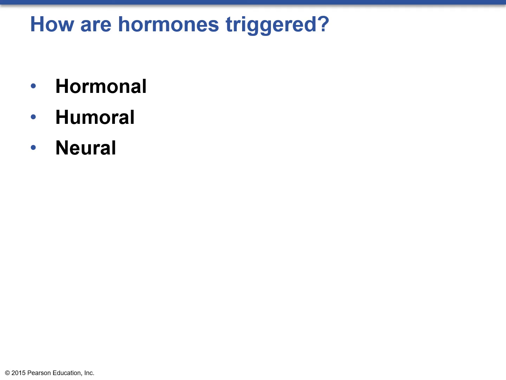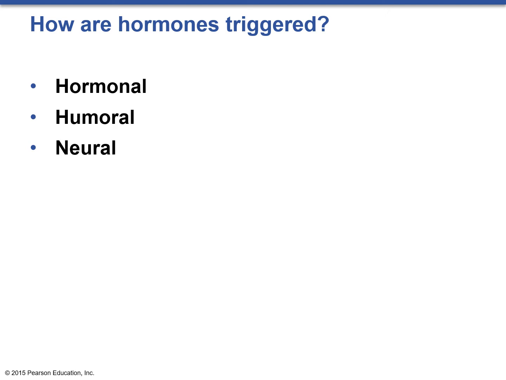There are three ways that the endocrine system regulates homeostasis. The first is hormonal. This is the most common. Here, endocrine glands are activated by other hormones. An example would be anterior pituitary gland hormone activates another gland to produce a hormone.